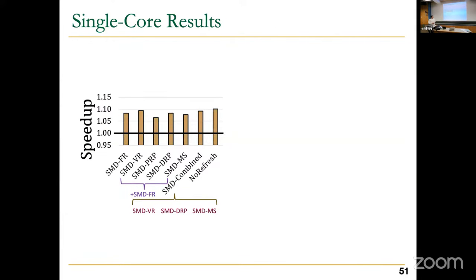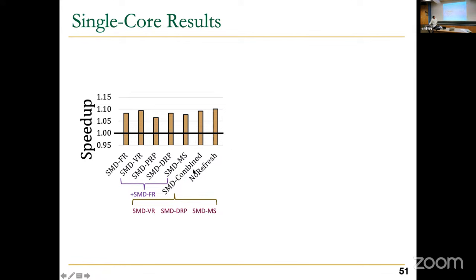So we implement all of those mechanisms inside our SMD chip, and we basically perform some simulations using Ramulator. And here you see the speedups we have for different combinations of configurations of SMD. Here, SMD FR is the fixed rate refresh, and VR is the variable rate refresh. Now, SMD PRP, probabilistic RowHammer protection, and DRP also include fixed rate refresh. Basically, anything that's not VR, or variable rate refresh, also includes fixed rate refresh. And SMD combined is basically variable rate refresh, deterministic protection, and memory scrubbing, all in the same chip.